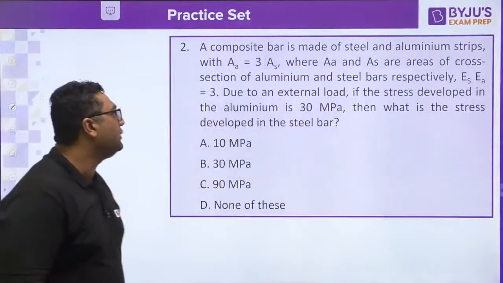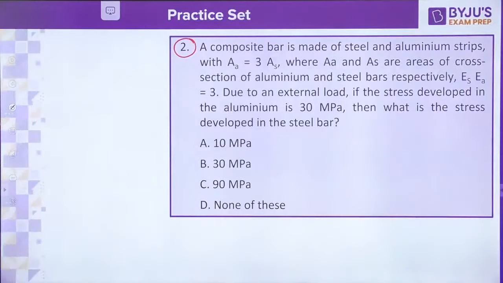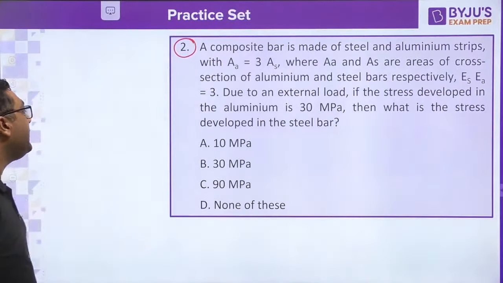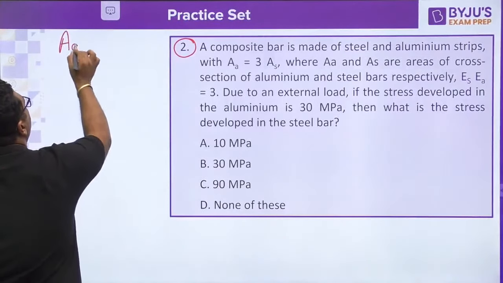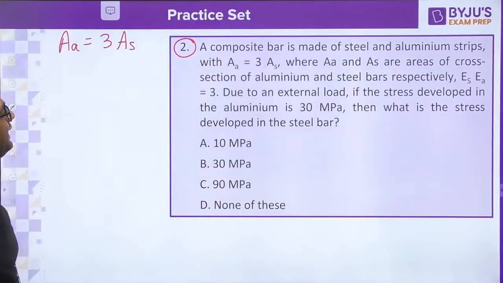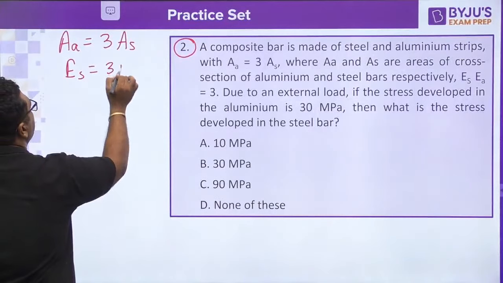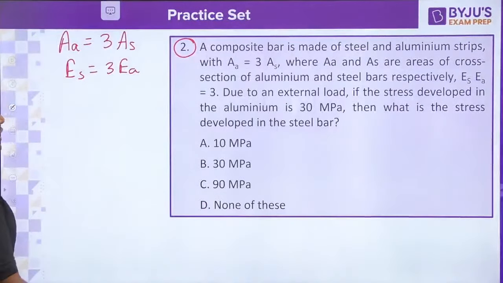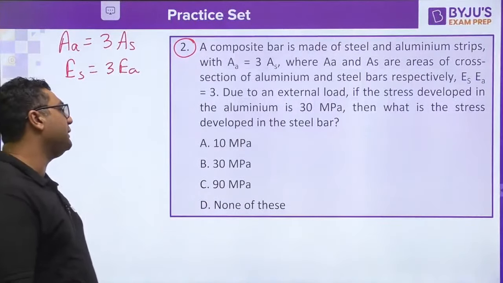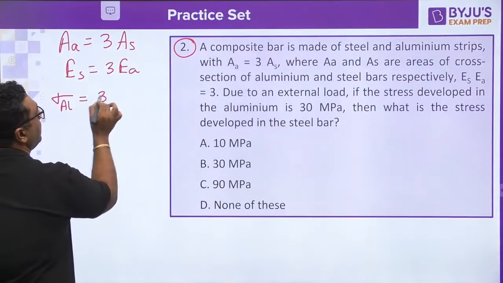So this is the second question guys. Try to solve this question now. A composite bar, meaning in parallel, is made up of steel and aluminium strips. Area of aluminium is 3 times the area of steel, where AA and AS are the areas of cross section of aluminium and steel bar. It is already mentioned that E of steel is equal to 3 times E of aluminium. Due to an external load, the stress developed in the aluminium is 30 MPa.